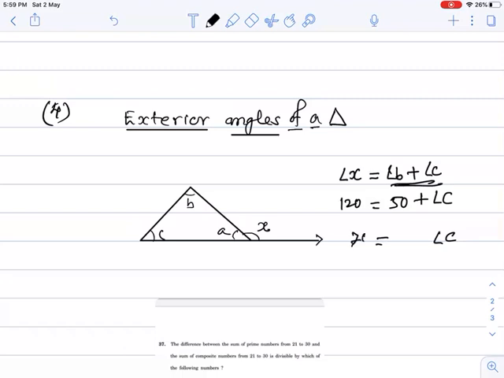So it is equal to 70. So angle C is 70. So you can find the interior angle measure. The measure of an exterior angle is always equal to the sum of the remote interior angles.